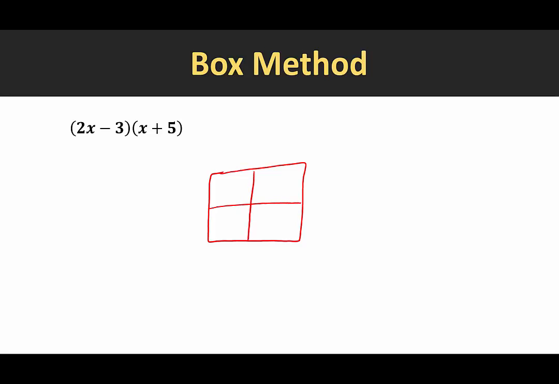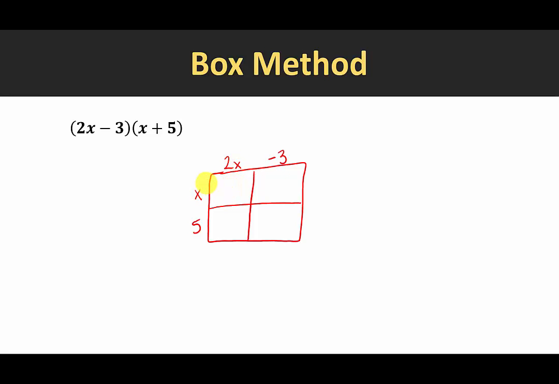And then write each binomial on its own side. So I'll put 2x and negative 3 on the top, and x and a positive 5 on the side. It doesn't matter, you could flip them and put 2x and negative 3 on the side and x and plus 5 on the top. You'll get the same results. Now just multiply. Multiply the column by the row.